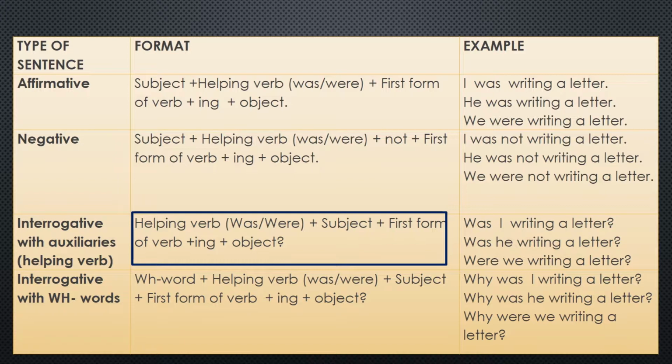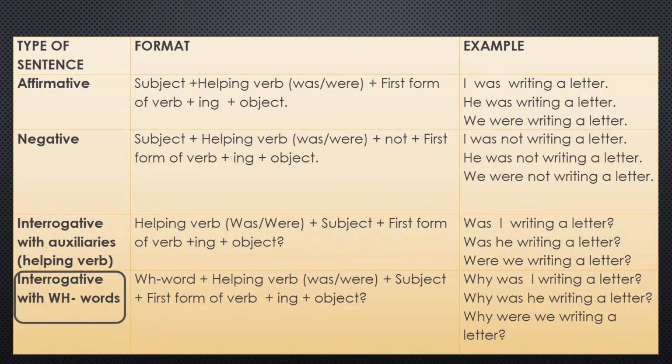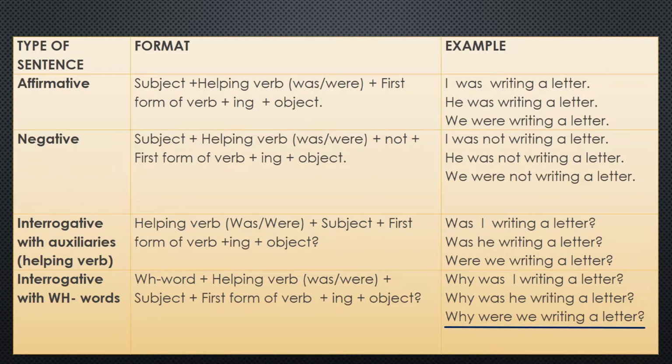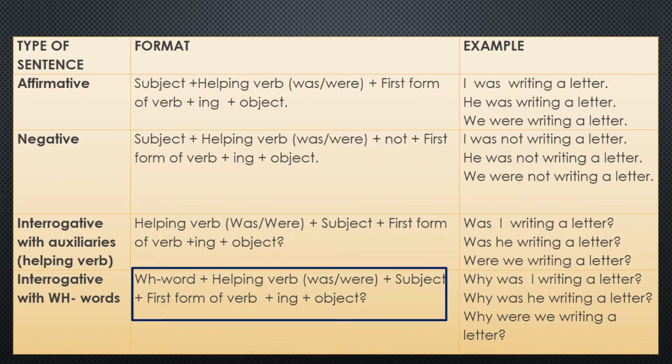The next type of sentence is interrogative with WH words. Examples like, why was I writing a letter? Why was he writing a letter? Why were we writing a letter? The format of these sentences is WH word, helping verb was/were, subject, first form of a verb plus ing, and the object, and the end of the sentence is with a question mark sign.